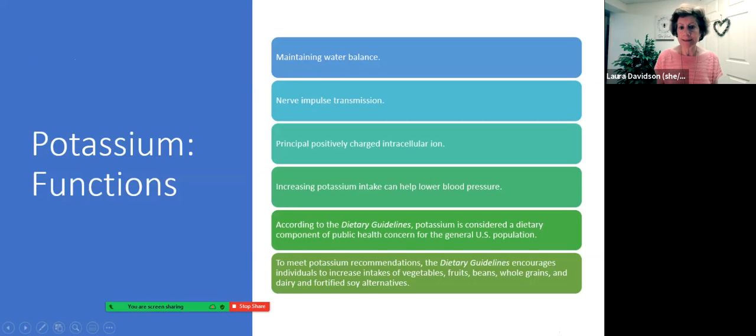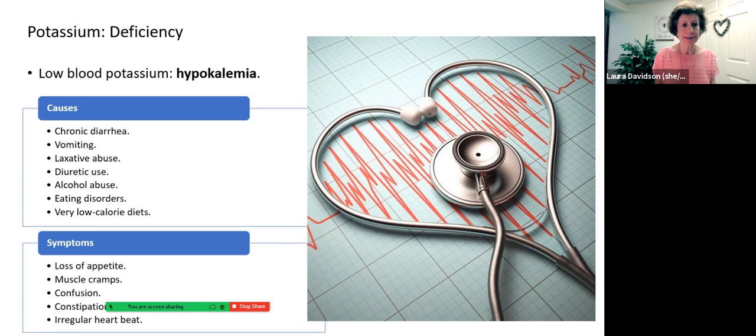All right, on to potassium. You can see here fluid balance, nerve impulse transmission. Okay, so the theme continues. But what's different with potassium is that it helps lower blood pressure. And the dietary guidelines consider it a nutrient of concern. We're not getting enough potassium. Where do you find it? Here's a list: vegetables, fruits, beans, whole grains, dairy, fortified soy. It's very important to understand that bananas are a source, but not the best source and not the only source.